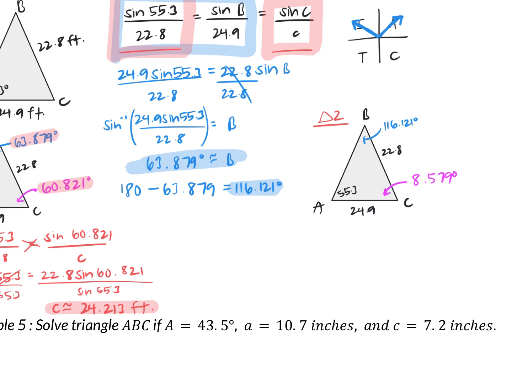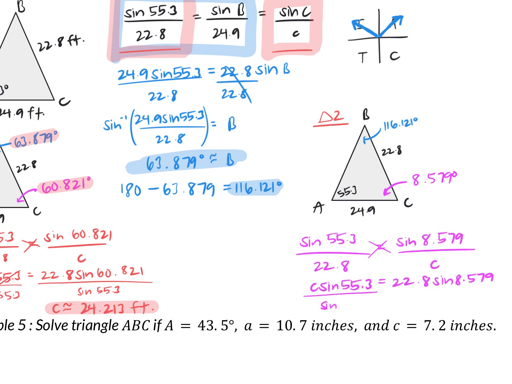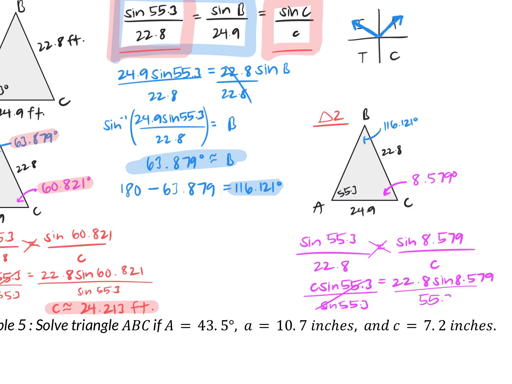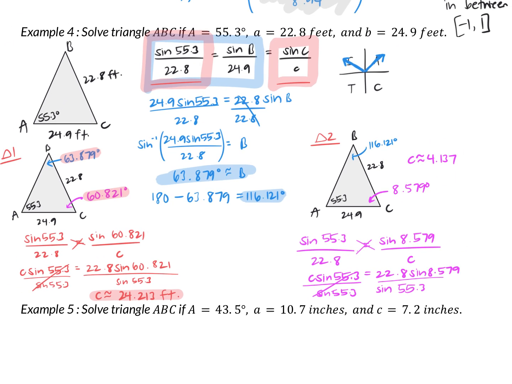I cross multiply, and then to get c by itself, I just divide by sine 55.3, and I got C to be approximately 4.137. Again, my units for side lengths for this problem is feet. So I've got my side length that was unknown. I found my 2 angle measures. So that would be the 3 unknowns for my second triangle. So I could have 2 possible triangles here for this one example.